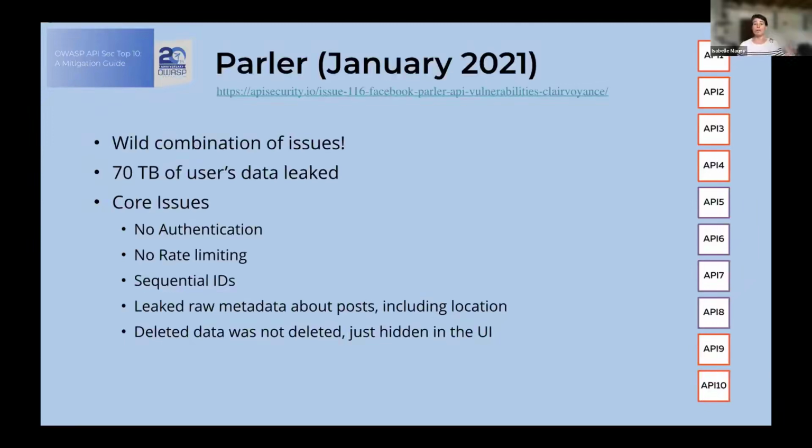So this is Parler. If you're in the US, you know what Parler is. It's known here in Europe. But basically, this is a social network of a certain kind. And in January this year, this got attacked, and a lot of data, 70 terabytes of data, got leaked, right? And this is probably the only problem that I know of that has 6 of the 10 problems for that specific vulnerability and set of problems, right?